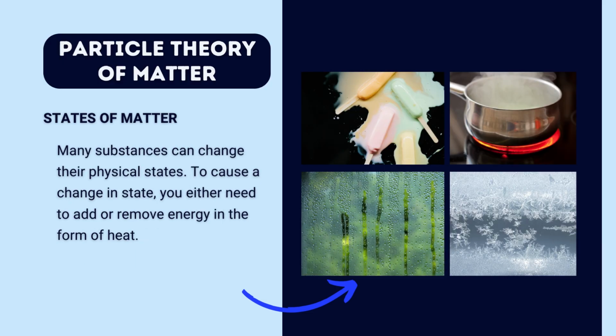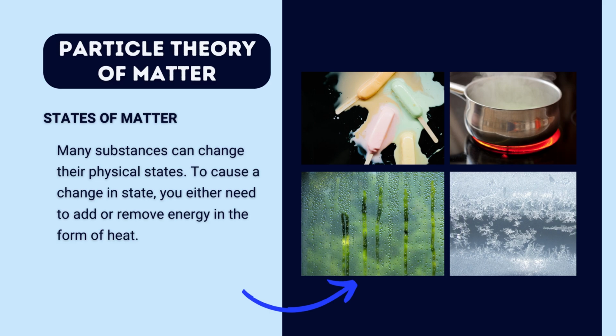So, as discussed, there are three main states of matter. These are solid, liquid, and gas. Each state is characterized by the arrangement of molecules or atoms and the amount of energy they possess.